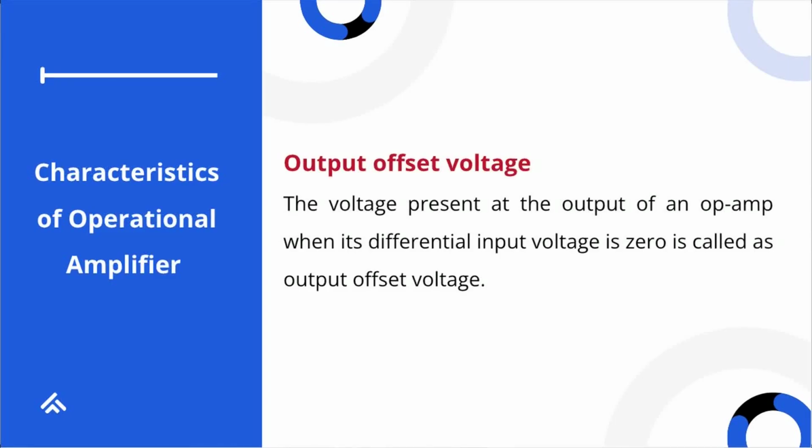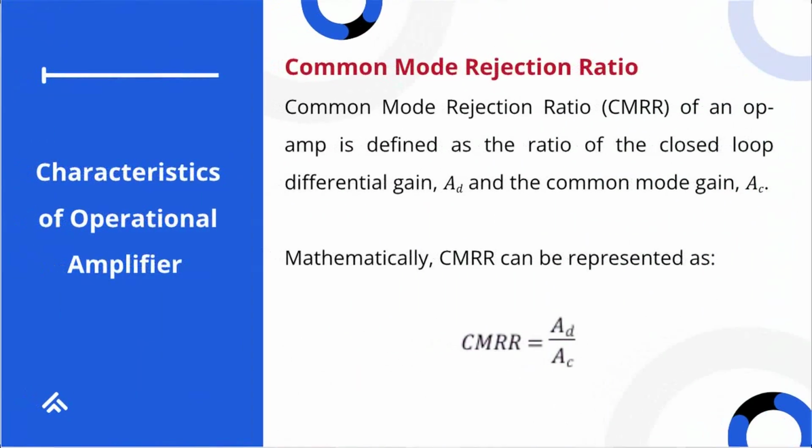Next is the output offset voltage. The voltage present at the output of an operational amplifier when its differential input voltage is 0 is called the output offset voltage. Next, common mode rejection ratio. The common mode rejection ratio of an op-amp is defined as the ratio of the closed loop differential gain, that is AD, and the common mode gain AC.